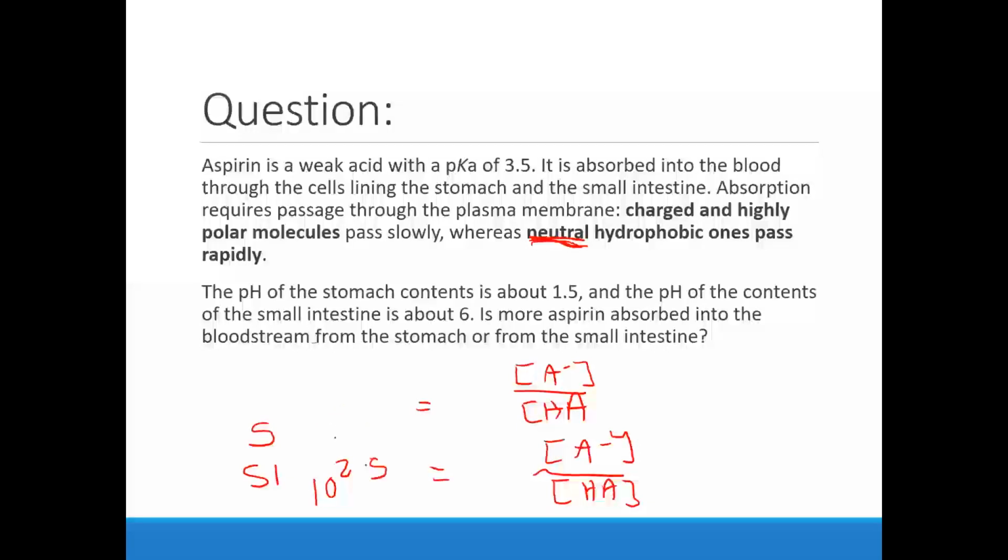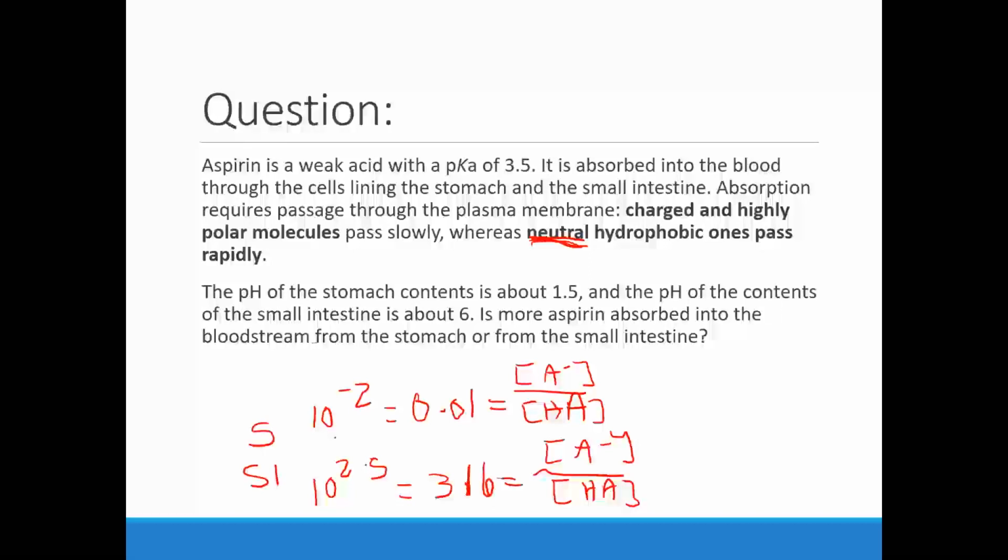Those are going to be equal to this ratio. Well, 10 to the negative 2.5 is the same as 0.01, and 10 to the 2.5 is the same as 316. So we have a number, 0.01, which is the ratio of A minus to HA in the stomach. And down here in the small intestine, 316 is the ratio of A minus to HA.